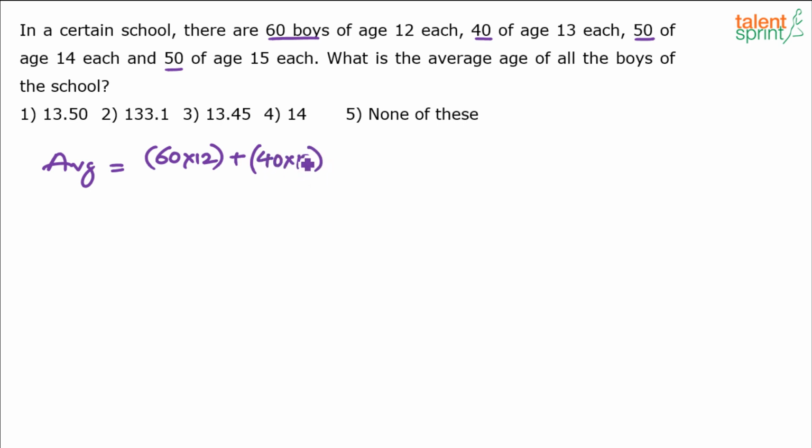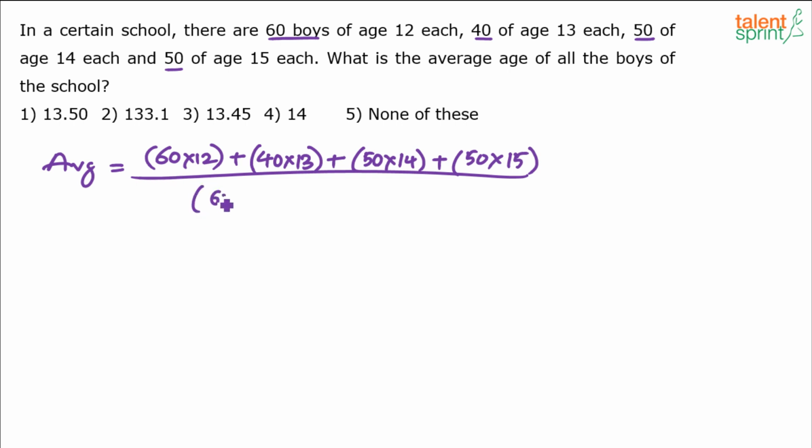40 into 13. Then there are 50 boys, each of these boys' age is 14 years, so 50 into 14. And there's another group of 50 boys where each boy's age is 15 years. This is the total age of all the boys in the school. Now this is divided by the number of boys. What is the number of boys? 60 in the first group, 40 in the second, 50 in the third, and 50 in the fourth group. Simplify this and you'll get the required answer.